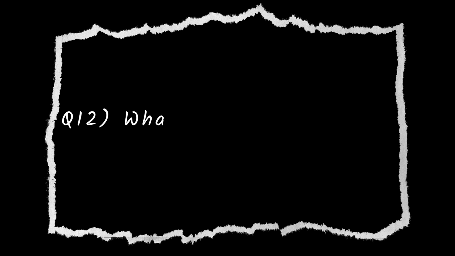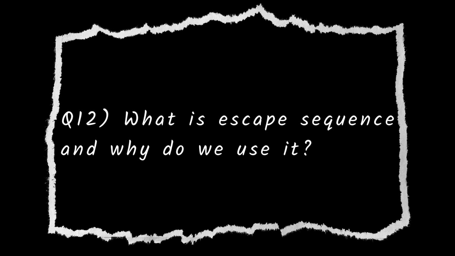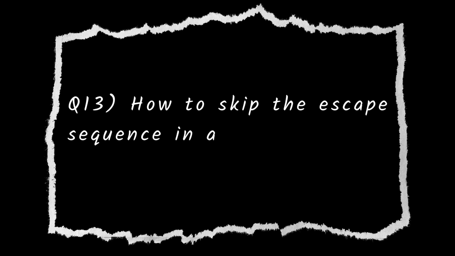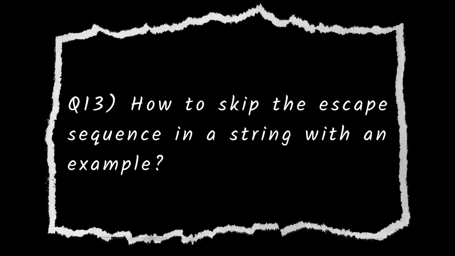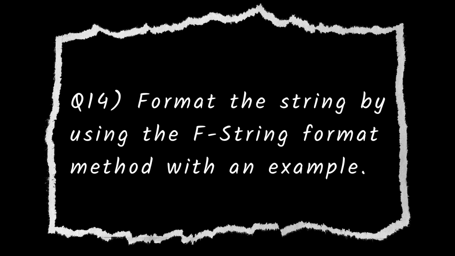The next question is, what is skip sequence and why do we use it? The next question is, how to skip the skip sequence in a string with an example. The next question is, format the string by using f-string format method with an example.